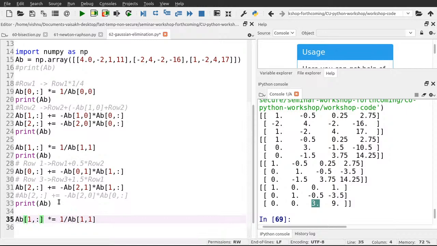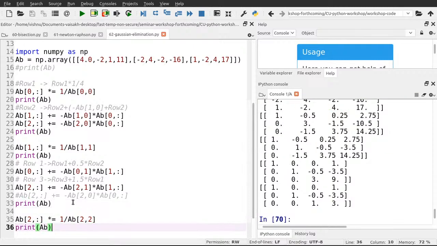So absolute value of 2, not 1 1 but 2 2. So 1 0 0 0 1 minus 0.5 0 0 1. Now we need to convert this and this into 0. This is already 0, but still we will write the code, because it can always happen that that's non-zero if you are taking a different equation.